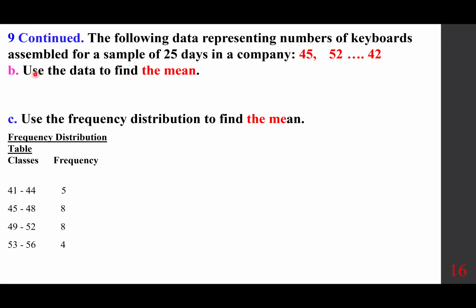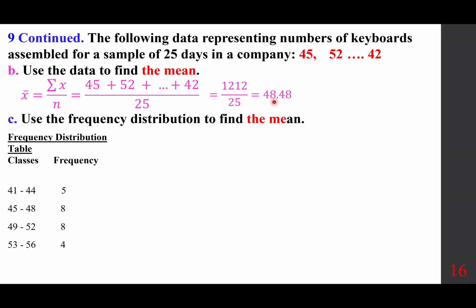Same question, we want to use the data to find the mean. We also want to find the mean using the frequency distribution table, or FDT, and compare and contrast. Okay, so first and foremost, to find the mean exactly, you need the data. Just add them up. X bar is summation of X, divided by N. So 45, and the next one 52, all the way to the last one 42, divided by however many, there are 25 of them. We end up with the exact mean, 48.48.